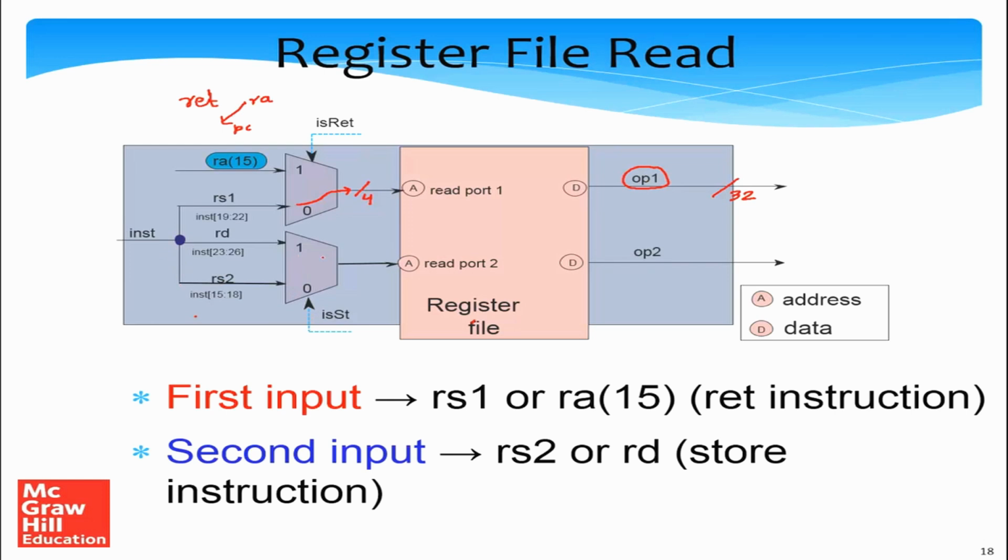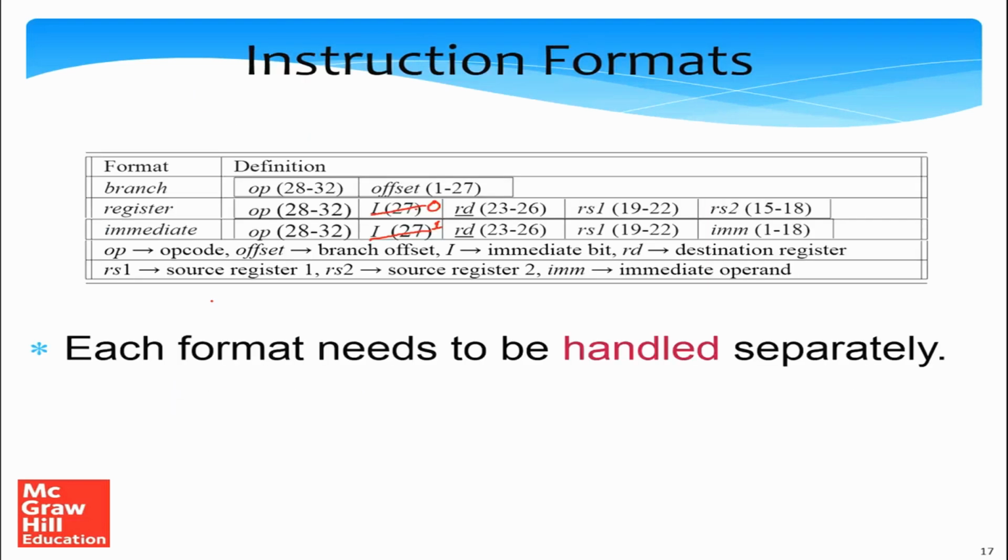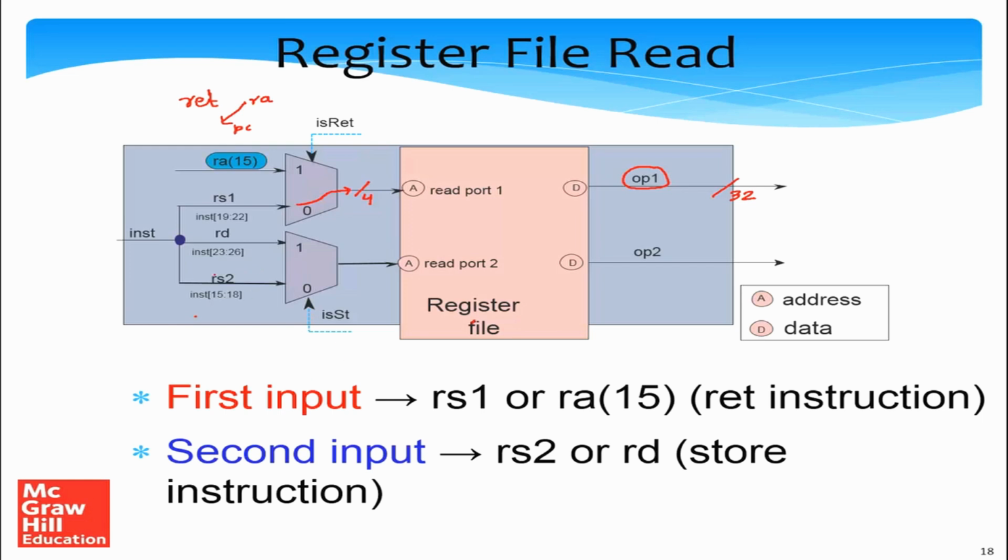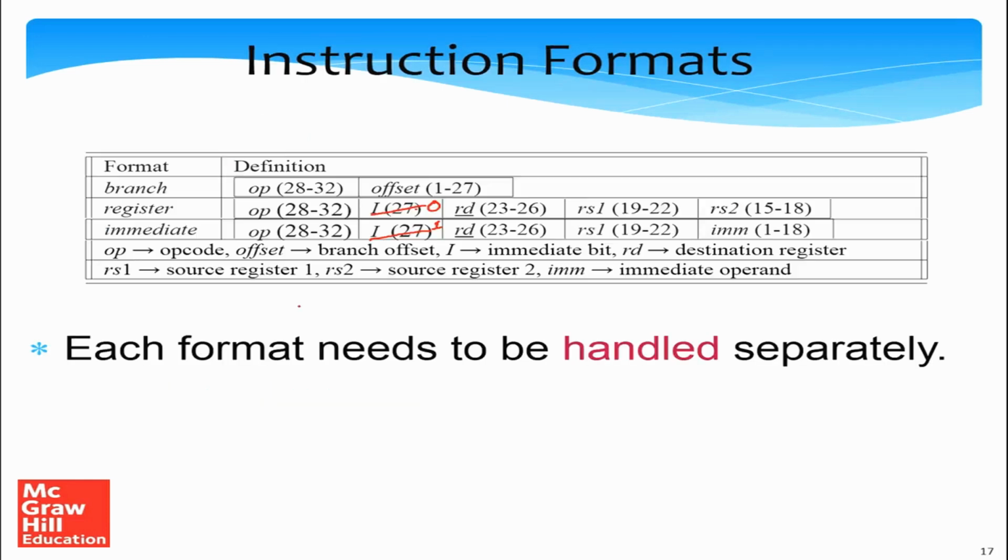Now let's take a look at the second multiplexer. Mind you, we had done a special case. The second multiplexer will have a default input, which is RS2, the second source register. Going back, we see that the second source register is between bits 15 to 18. So that is the ID of the second source register.